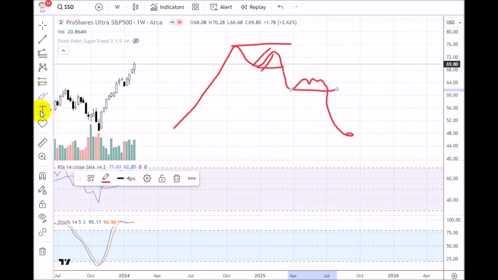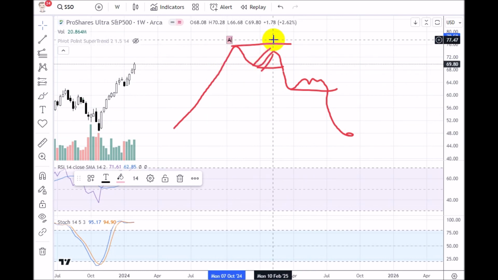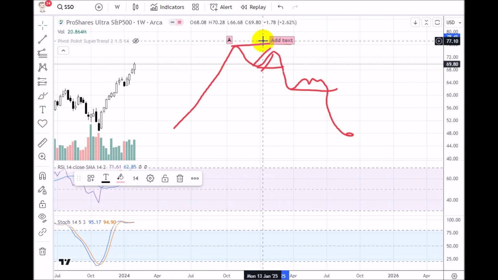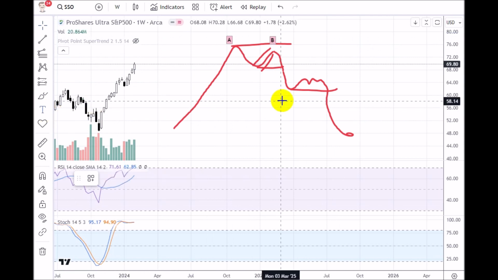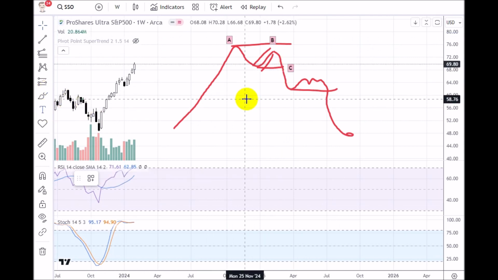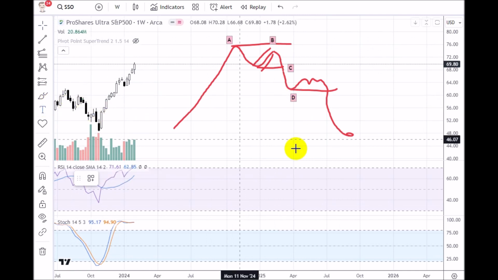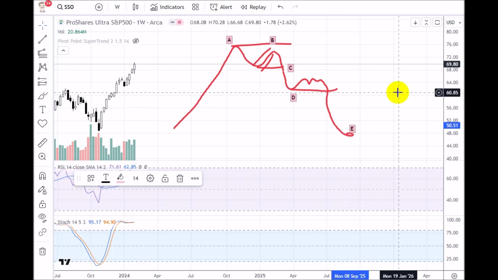Now, the way this works is we have the A setup, the B flagging, the C breakdown of the flag, the D support level, and then the E ultimate base and bottom. So those are the setups.